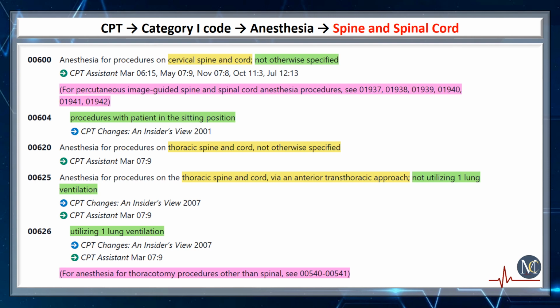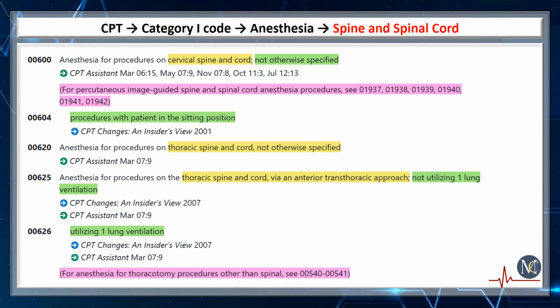First code is 00600, anesthesia for procedure on cervical spine and cord not otherwise specified. It means the provider performs anesthesia service for a patient undergoing a procedure on the cervical spine and cord not described by another anesthesia code. Below this, in the parentheses, there is an instruction for percutaneous image-guided spine and spinal cord anesthesia procedure. See code range 01937 to 01942.